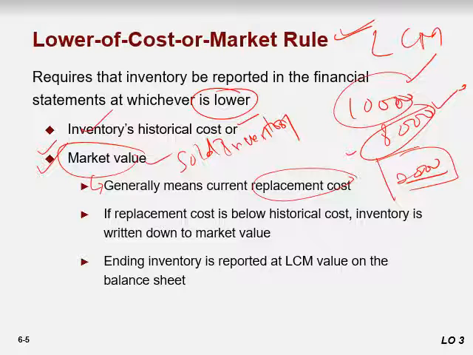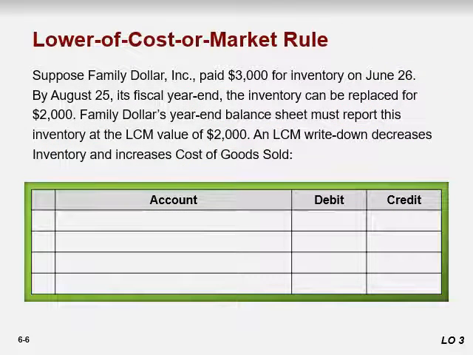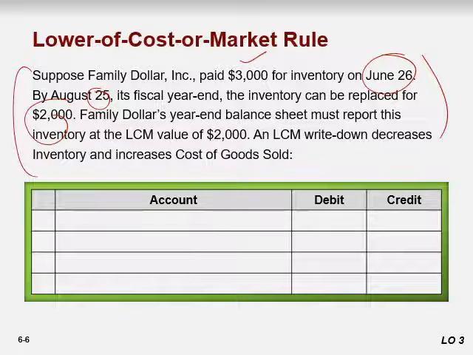Right? So understand it with an illustration. I just want you to pause the video and try to read this whole illustration, and we will solve it together. Suppose Family Dollar Incorporation paid 3,000 for inventory on June 16. By August 25, its fiscal year ended. The inventory can be replaced for 2,000. So they bought 3,000 of inventory, and that inventory is not sold, it is on the balance sheet. If they sell it now, its value is 2,000, but still they didn't sell it.